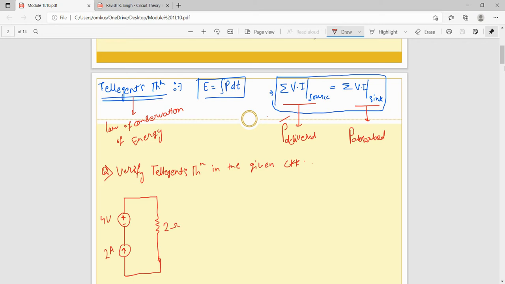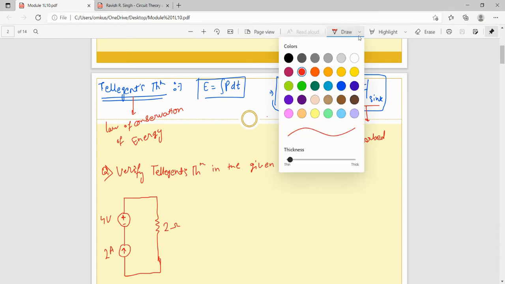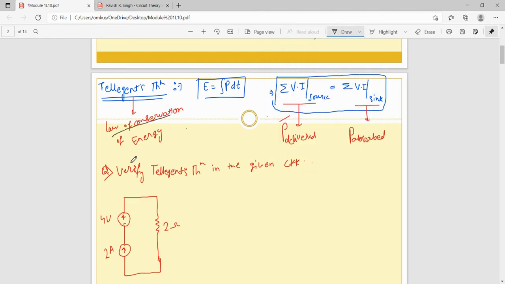Now see, we already saw our intelligence theorem in our last lecture. What do you mean by this intelligence theorem? It is based on the law of conservation of energy, right? And what is the formula of energy? Energy is equal to the integration of power with respect to time.